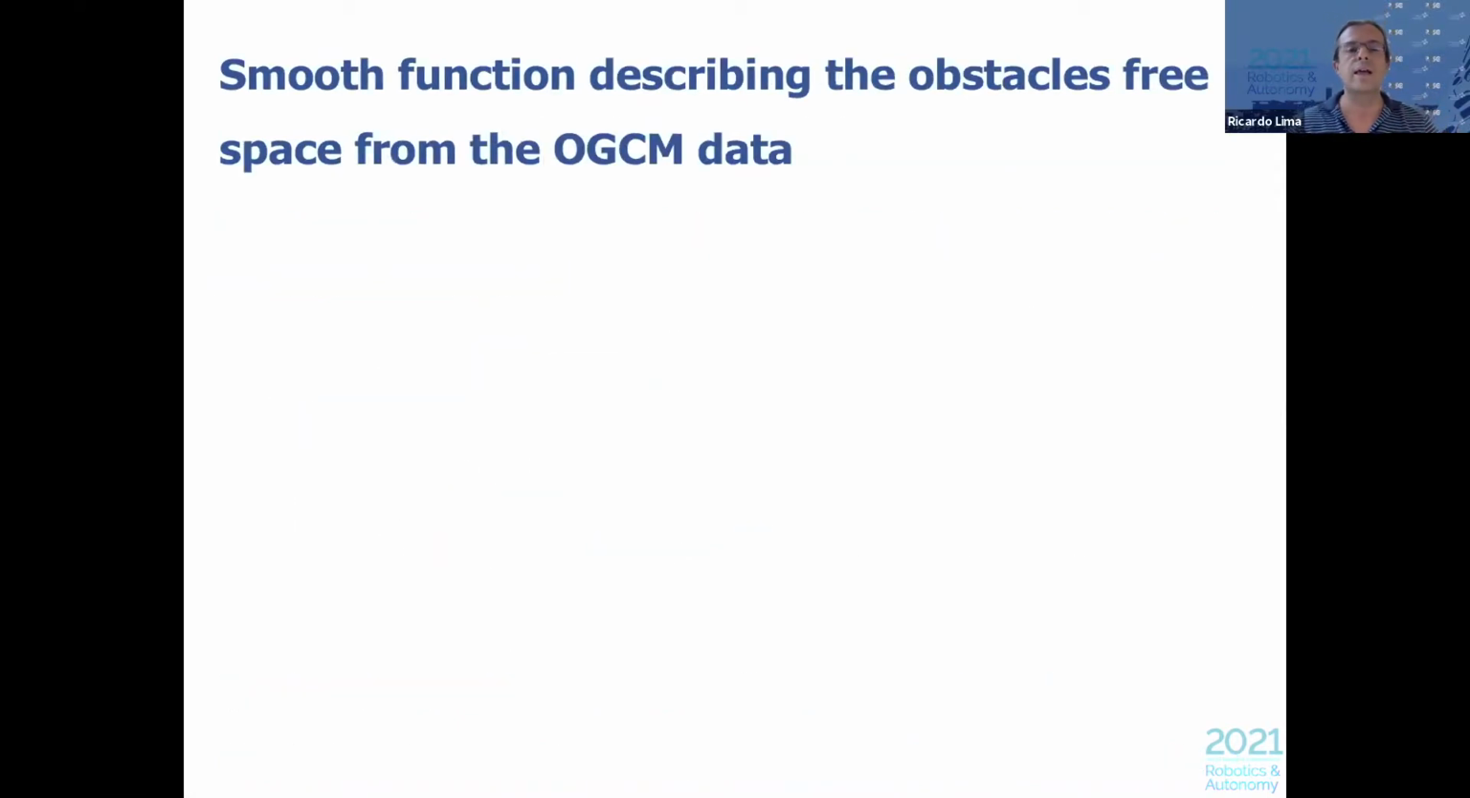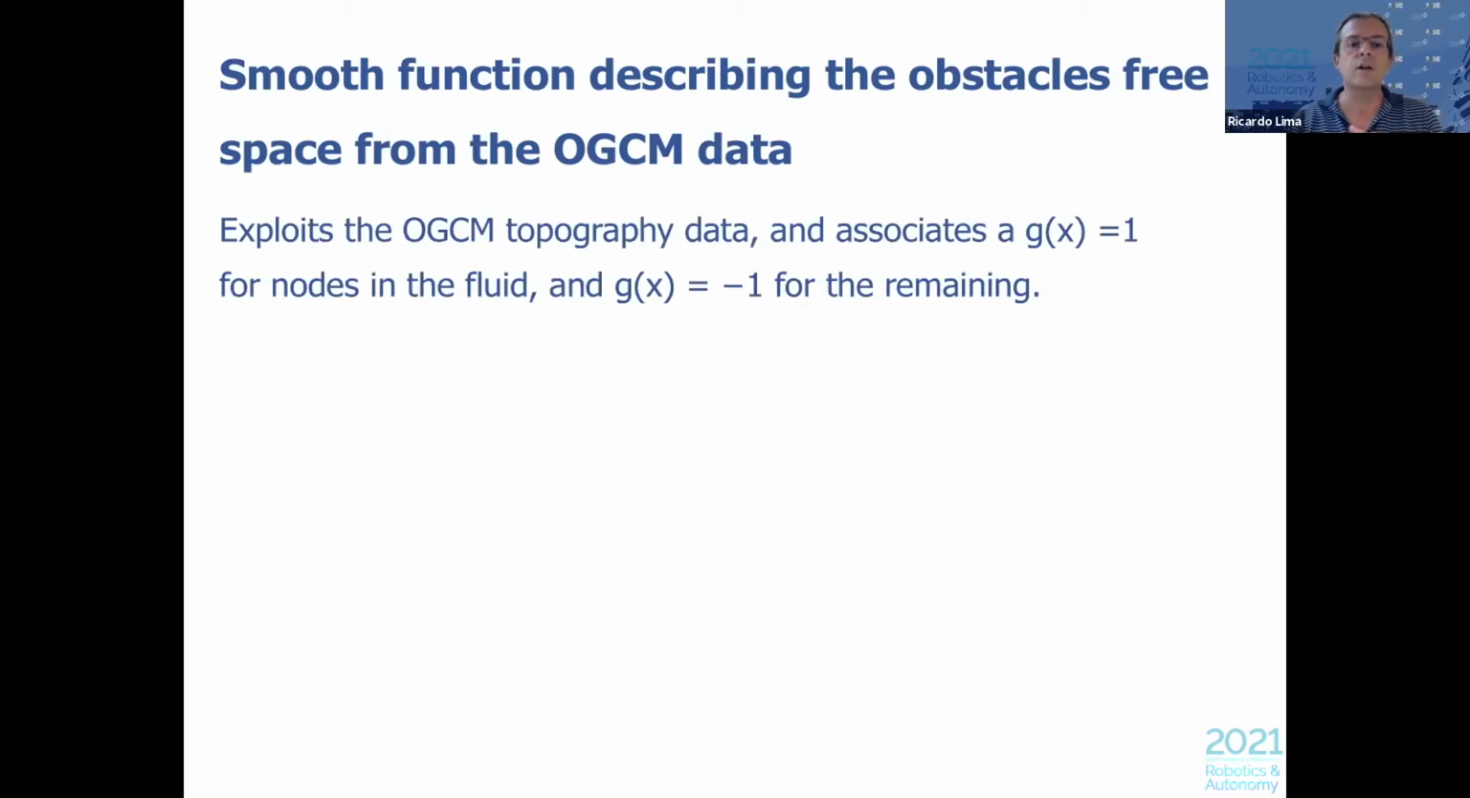Then we need to handle the obstacles. In our first approach, we used the binary variables, but when we started moving to the Red Sea, we started to see that it was difficult to apply this strategy with binary variables to the real-world Red Sea, for example. And so what we did was the following. We are going to explore the topography data that we have from the OGCM. And so we have this matrix with the discretization of the space and with the vectors of the velocity. And what we are going to do is assign a value of 1 for the nodes that are in the fluid, and -1 for the remaining ones that are the obstacles.